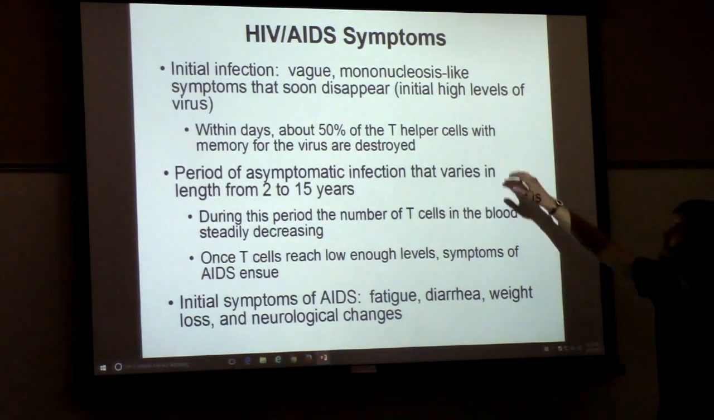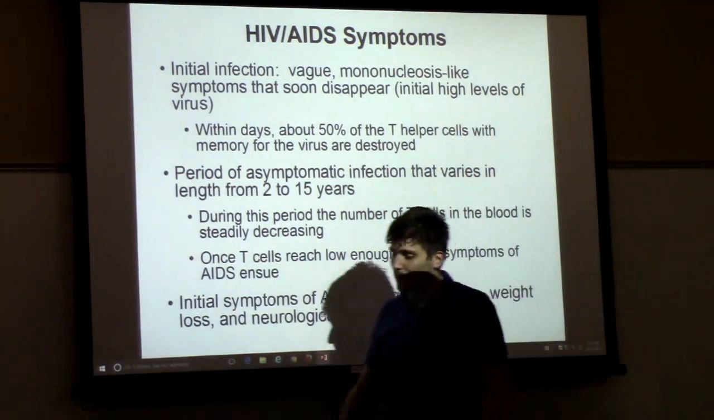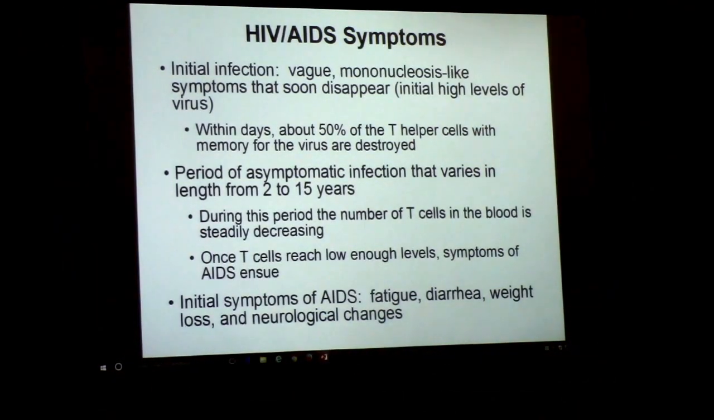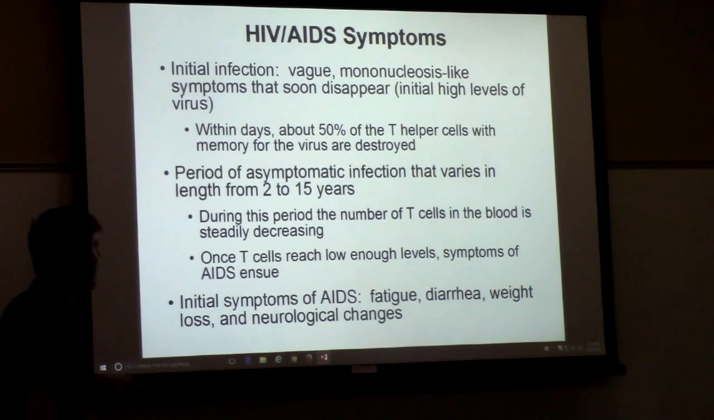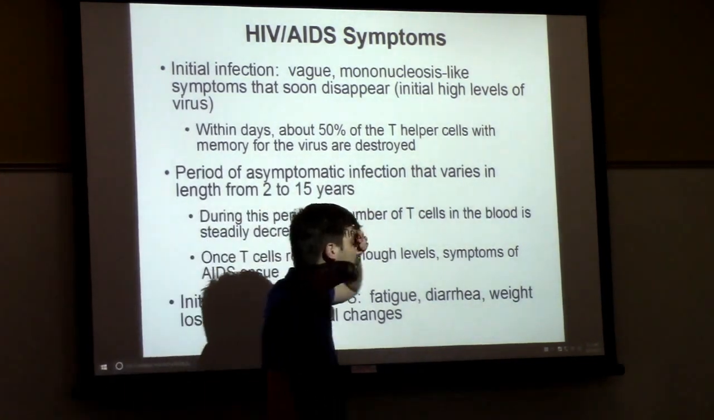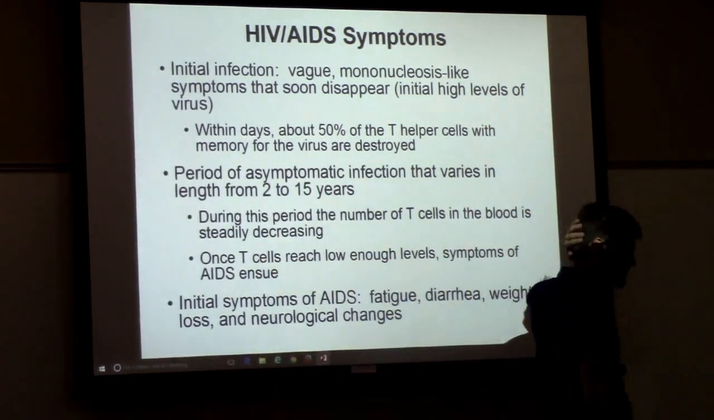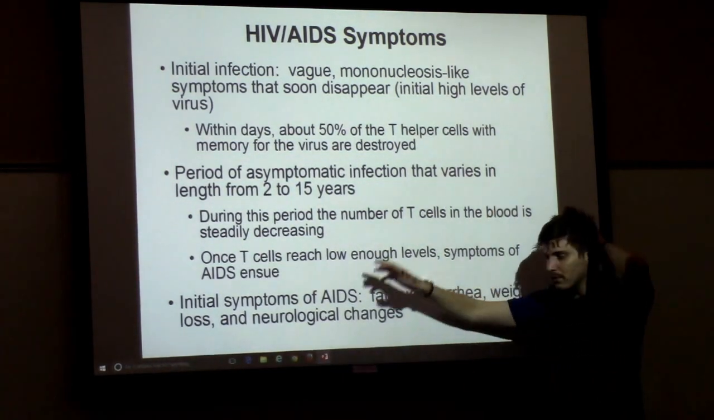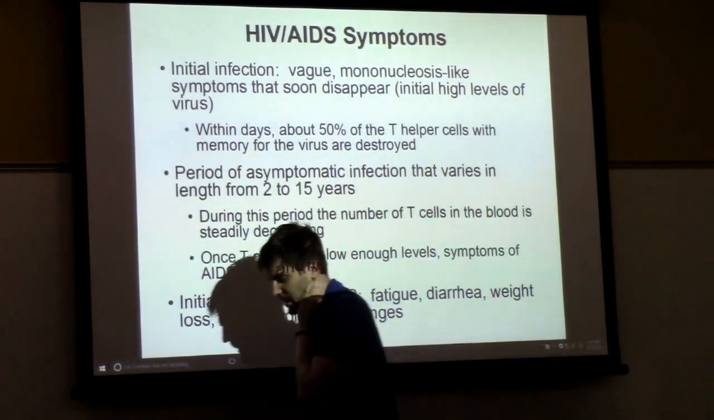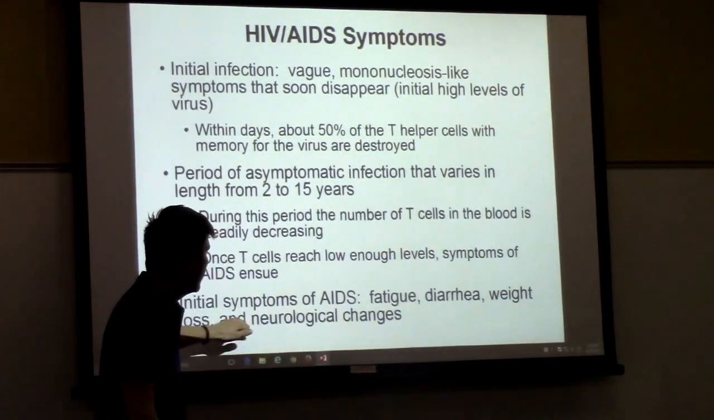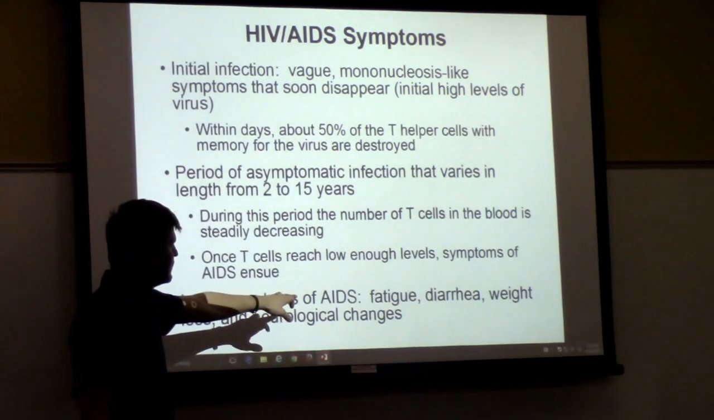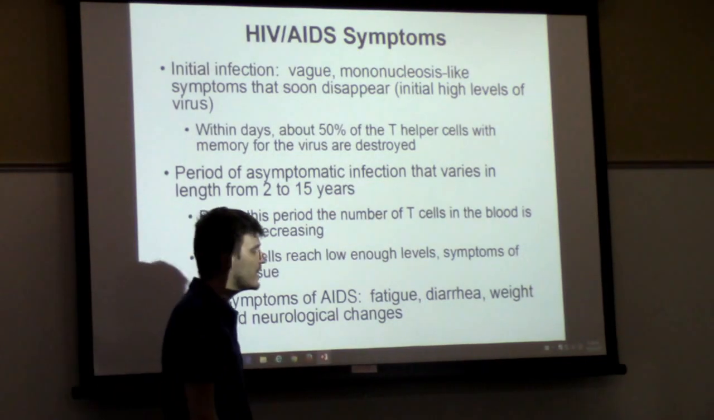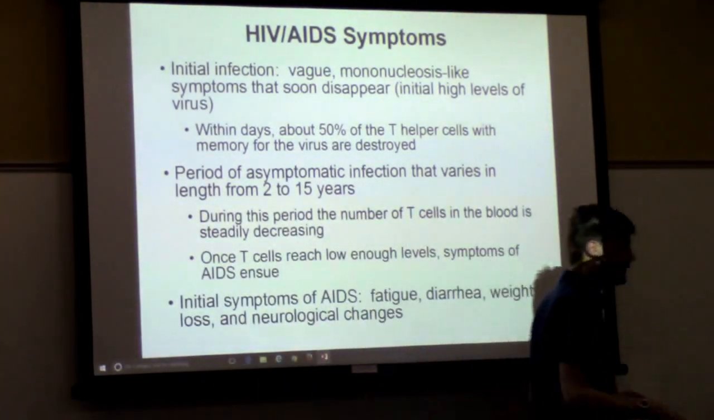So again, initial symptoms, very vague, if any. It really just depends on the individual. And then eventually your immune system kicks in, keeps the organism, the virus, at bay, and you go through a long asymptomatic infection, which can last for years, sometimes even decades. And then one day out of the blue, the virus picks back up, starts to target CD4 T cells until there's less than 200 per microliter of blood, and this is where you develop AIDS. Symptoms of AIDS are fatigue, diarrhea, weight loss, neurological changes, as well as obviously a severely weakened immune system.